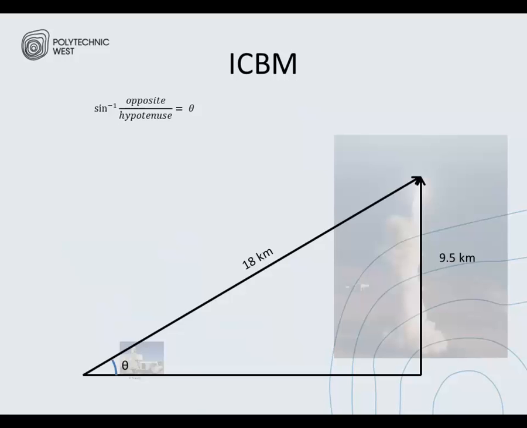So this time what I've got is the opposite and the hypotenuse. And the one that goes along with that is the inverse sine function, because that's got opposite and hypotenuse in it. Inverse sine of opposite over hypotenuse equals the angle. Opposite's 9.5, hypotenuse is 18. 9.5 divided by 18 is 0.5278. I'll just look up inverse sine of 0.5278 and it comes out as 31.8554 degrees. So that's the angle to set my laser at.